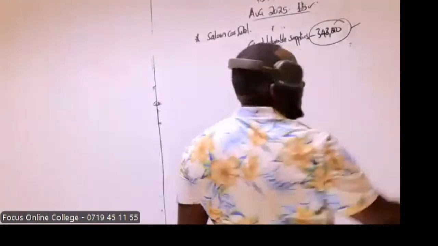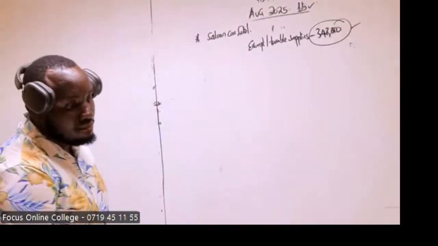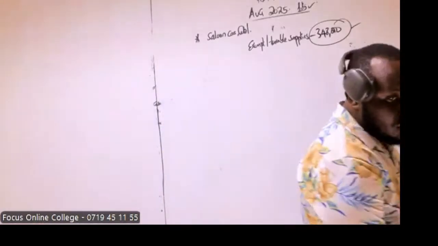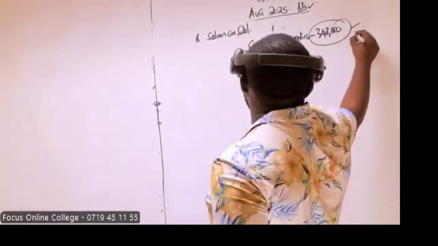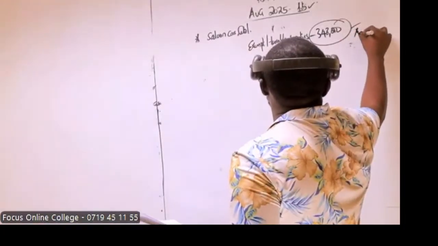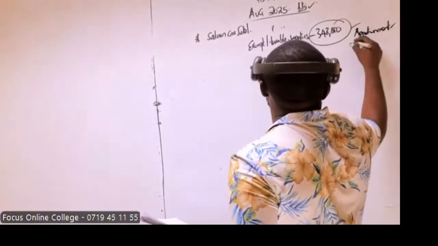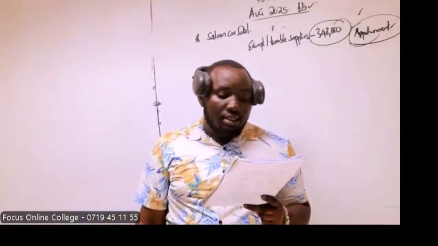On that figure, what should you do with that figure? If we talk about that figure, there should be apportionment. We call it apportionment. So that figure should basically be apportioned.